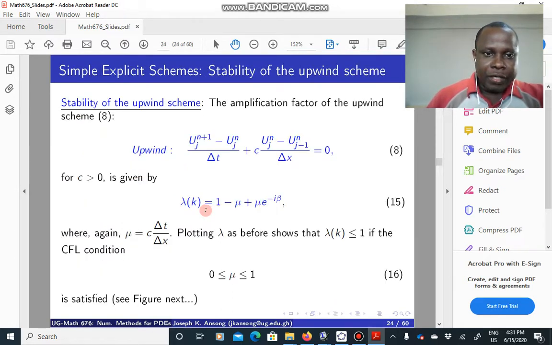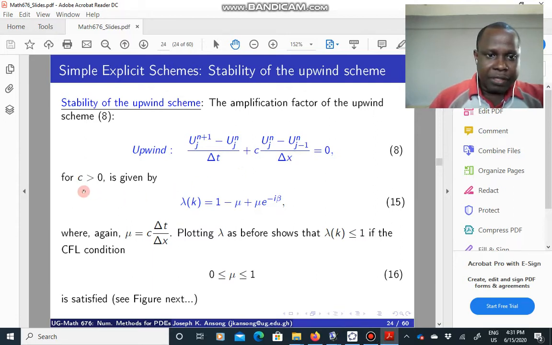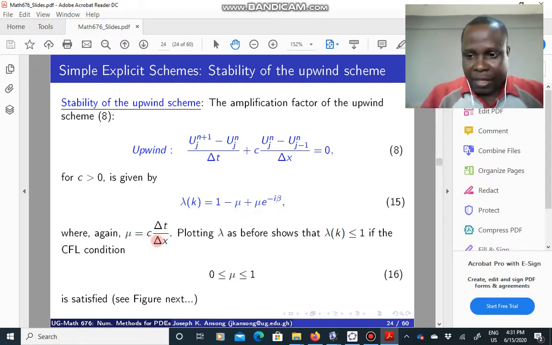So here is the upwind scheme. It's backward in space. We can compute the amplification factor, right? If you follow similar procedures as before, you see that for C greater than 0, the amplification factor is given by this, where mu is equal to C delta T over delta X.